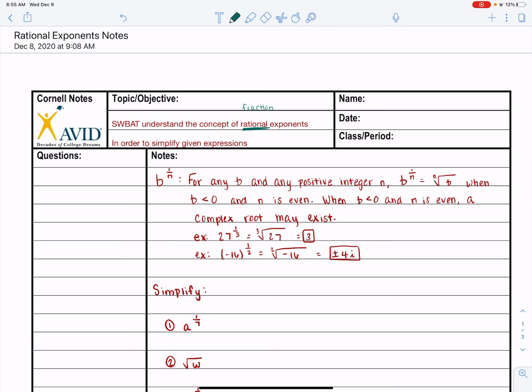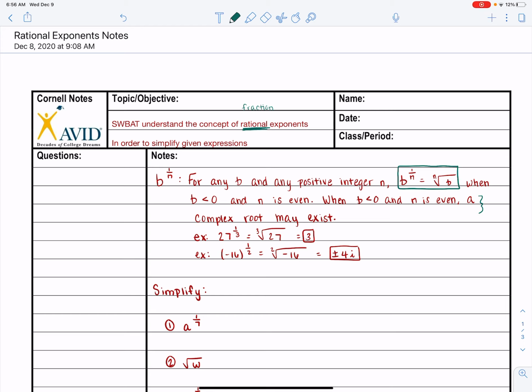Okay? So here's our rule. For any b and any positive integer n, b to the 1 over n power is the same as the nth root of b. Now, this part has to be put in there. When b is less than 0 and n is even, a complex root may exist. So this is a stipulation, like, don't forget, sometimes you have complex roots, but this is really the rule.